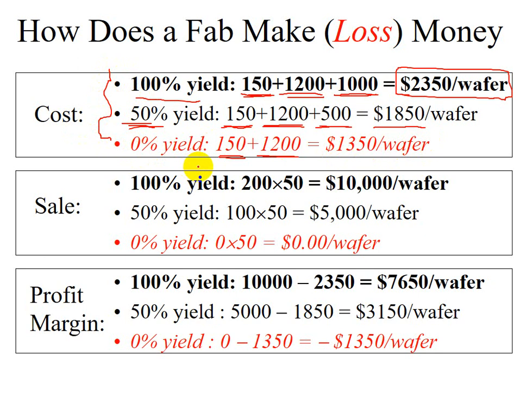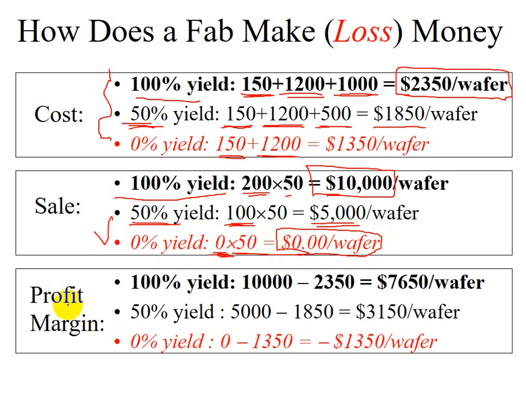What about the sale? If you have 100% yield, 200 chips are packaged and sold at $50 per chip. So you end up with $10,000 per wafer in total sales. If that's 50% yield, only 100 chips are good. So you got $5,000 in sales. No yield, no chip, no sale, zero sales.